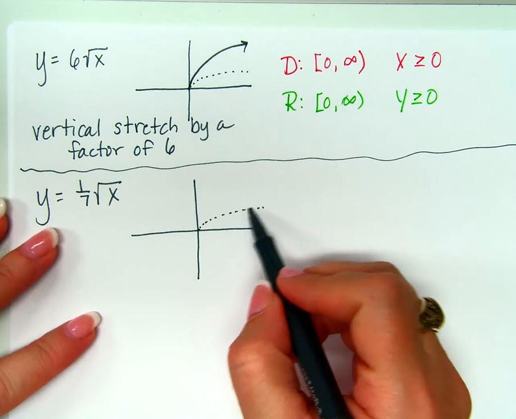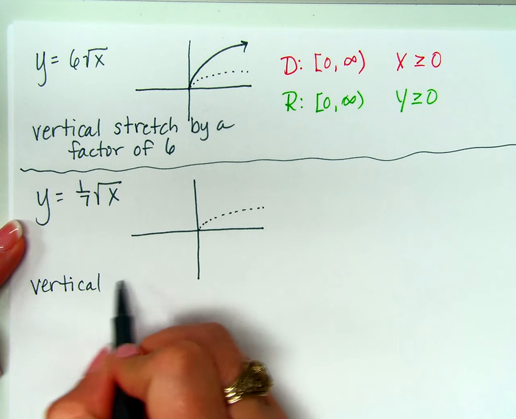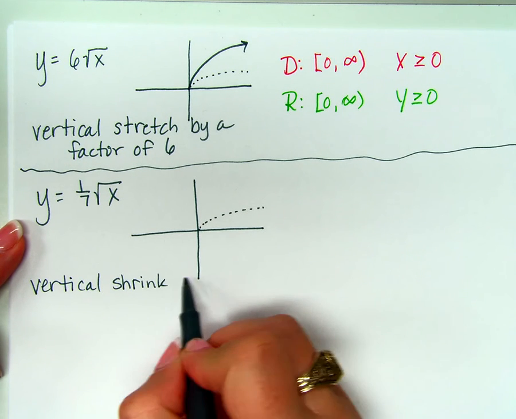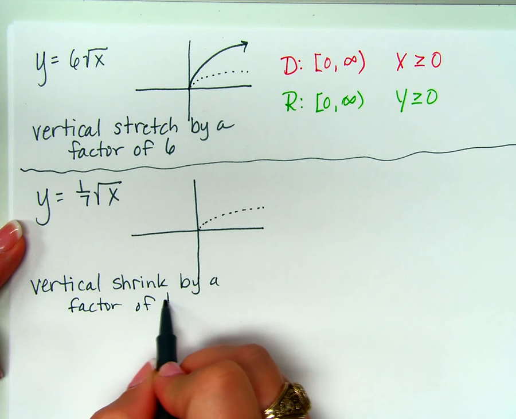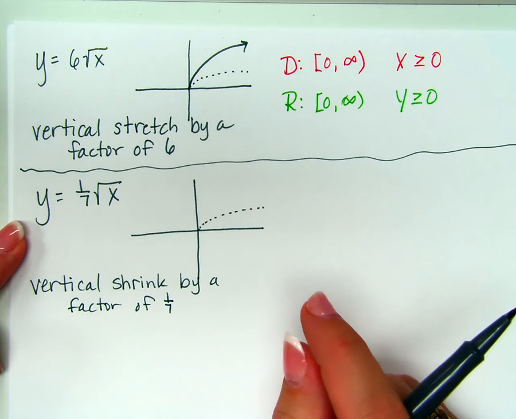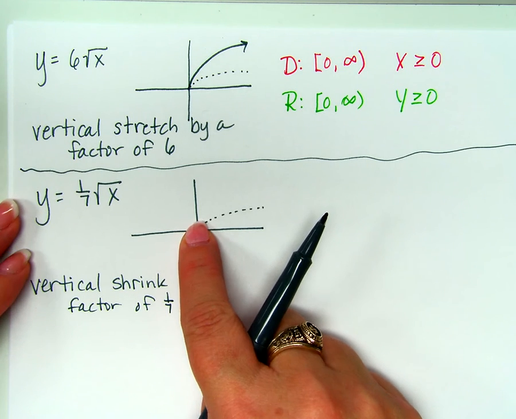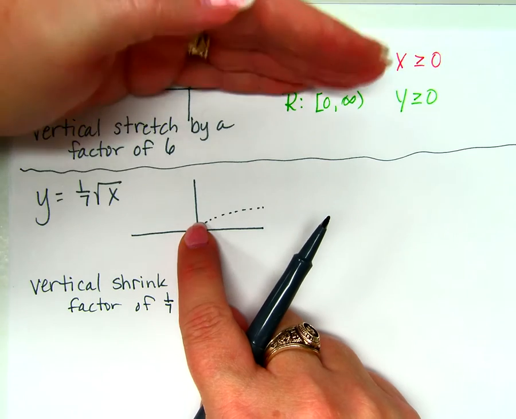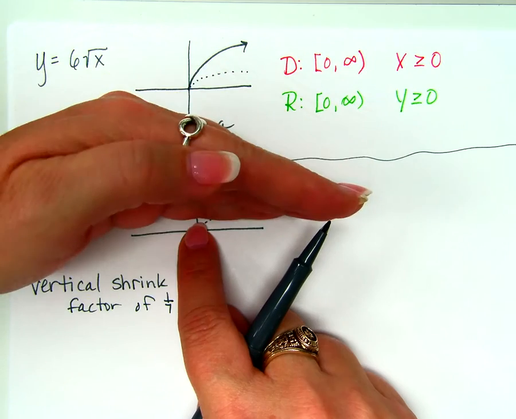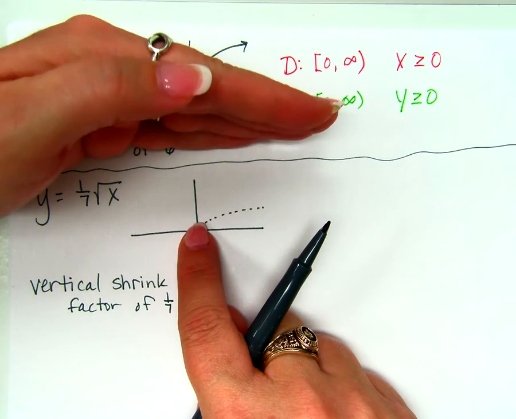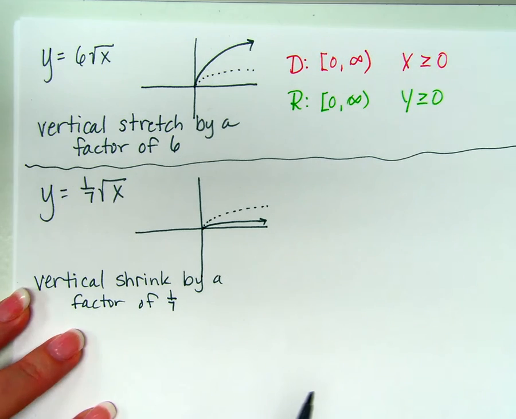If this is the parent, what happens? It's a vertical shrink by a factor of what? By 1/7. We'll talk about that in a minute. We're not there yet. So vertical shrink means I hold on to this point and shrink it, like I squash it down, right? Compression is the other word we sometimes use, and that might make more sense if I'm compressing it. That means it's going to get smaller by a factor of 1/7.